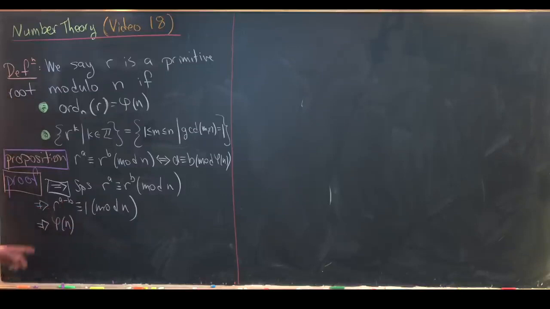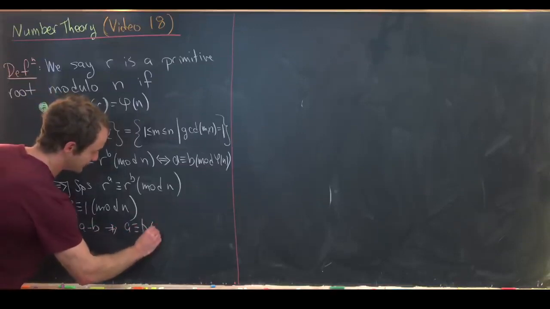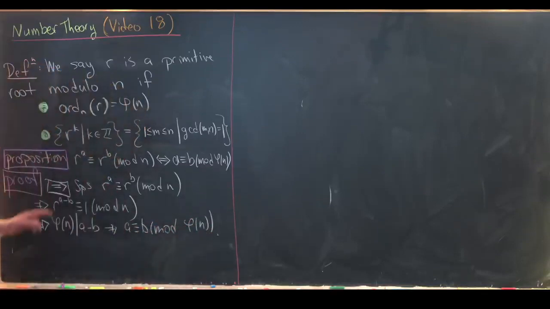Okay, so from here, we see that the order of R divides a minus b, but let's recall that the order is phi of n, given the fact that R is a primitive root. So we know phi of n divides a minus b. But that's equivalent to saying that a is congruent to b modulo phi of n. Okay, so that's how the proof of that forward direction goes.